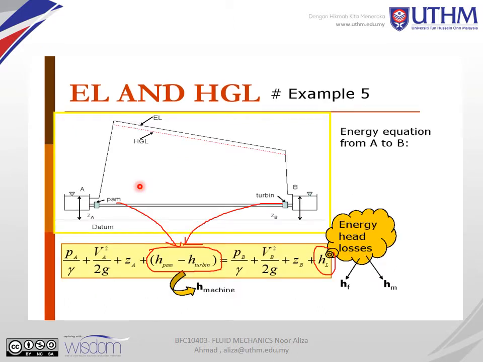So example 5, we have two pumps and also a turbine. So both the EL and the HGL look like this. At a pump, the line increases. At the turbine, the line decreases. So it drops here.